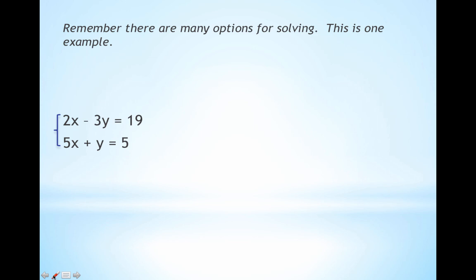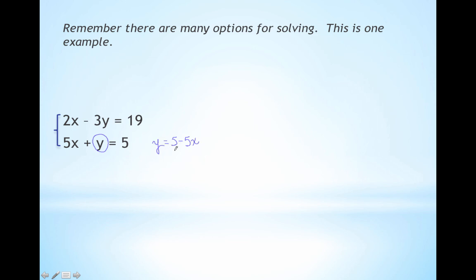Okay, so again, I want you to remember that there are many options for solving. I am choosing one. It does not mean you have to solve it the exact way I do. I see, though, that I've got this lone y here without a coefficient, so it's going to mean a lot less division later and less fractions. So I'm going to solve for my y here, and I'll see that y equals 5 minus 5x. All I've done is solve for my y.